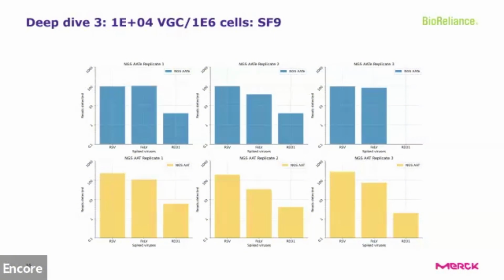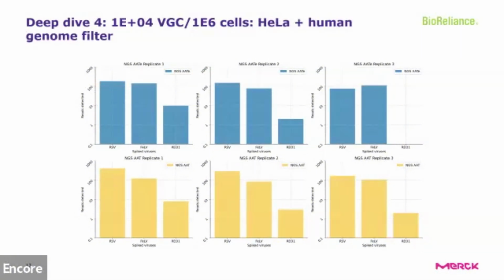And that's why in SF9, you don't see that effect. FELV is similar between the two because SF9 is an insect cell line. And you see here, as I was saying earlier, Rio was missing, where it was picked up by the read mapping pipeline. But I'll get to how to deal with that. Yeah, and this is the same. So with human genome filtering, again, we missed a Rio species result.